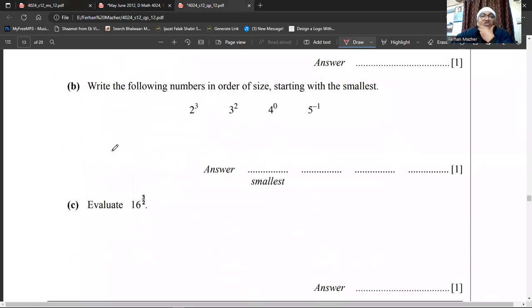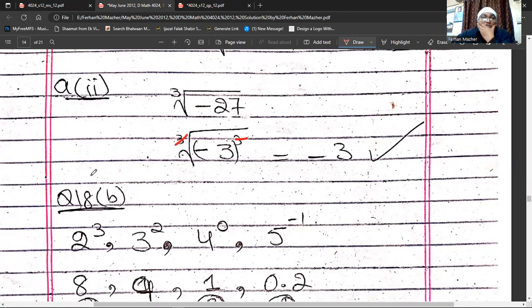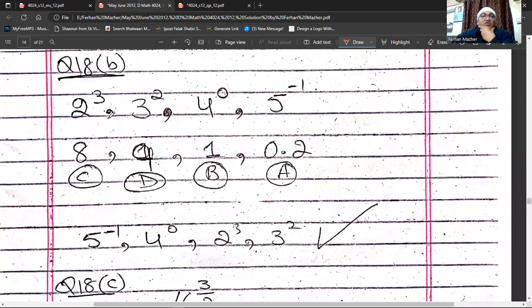Okay, then the question is, write the following numbers in order of size, starting with the smallest. I will convert these. This is 8. This will be 9. This will be 1. This will be 1 by 5, and that is 0.2. So here we go. 2 cubed is 8. 3 squared is 9. 4 raised to power 0, anything raised to power 0 is 1. 5 raised to power minus 1 is 1 by 5, and that will be 0.2. So the smallest is this, then this, then this, and then this.